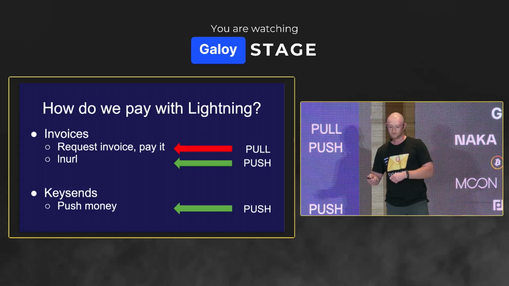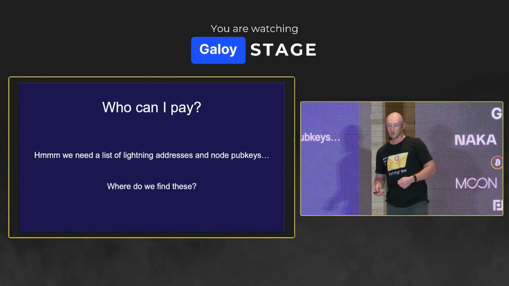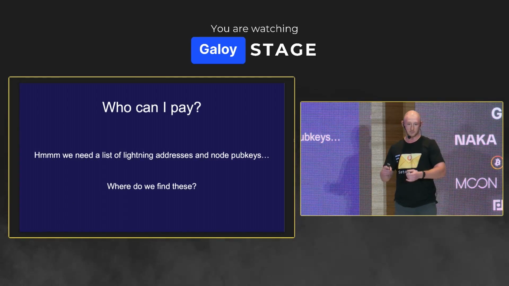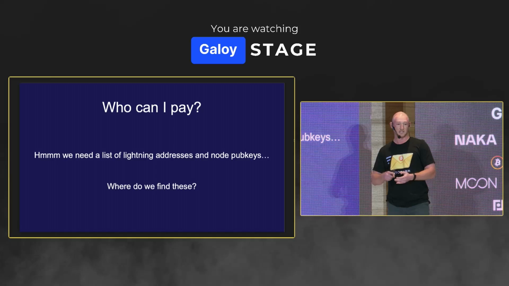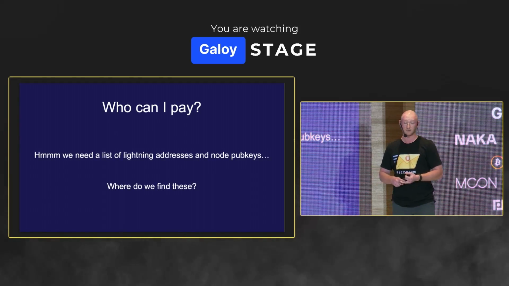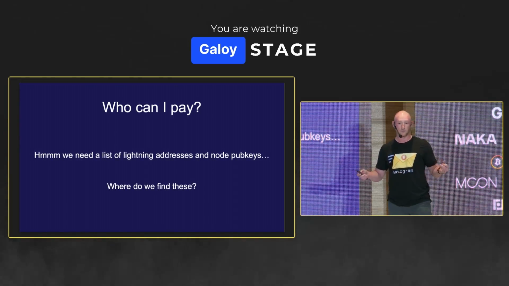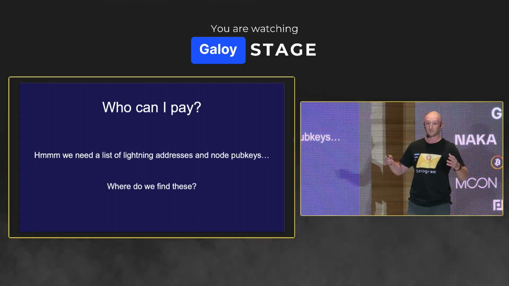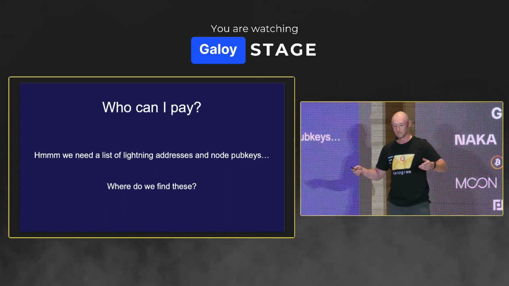Okay. So if I want to use Lightning addresses and I want to do these push payments with key sends, I need a whole list of node pub keys and I need a big list of Lightning addresses. Where am I going to get these? These aren't necessarily in some central repository presented to me.